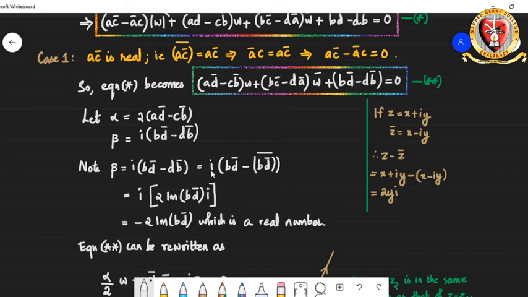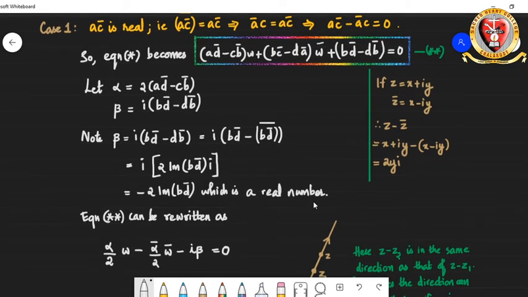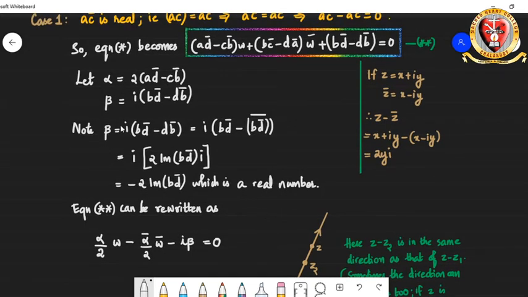So here I have I into this. So you will have I into 2 into the imaginary part of BD bar into I. That is nothing but minus 2 into the imaginary part of BD bar. That will definitely be a real number. That is the observation we can make from there. Now the equation double star can be rewritten in terms of this alpha and beta sitting here, and you get the equation: alpha by 2 W minus alpha bar by 2 into W bar minus I beta bar is equal to 0.